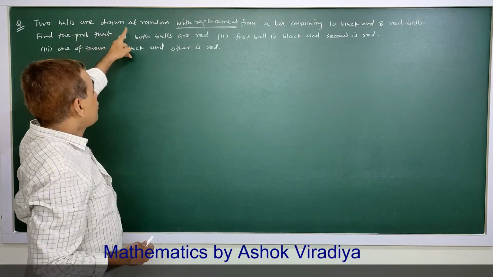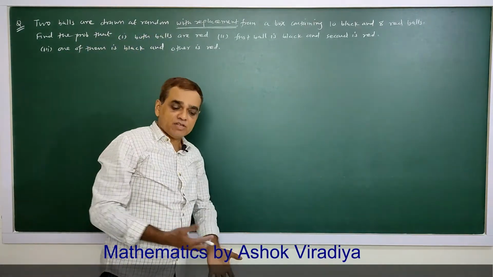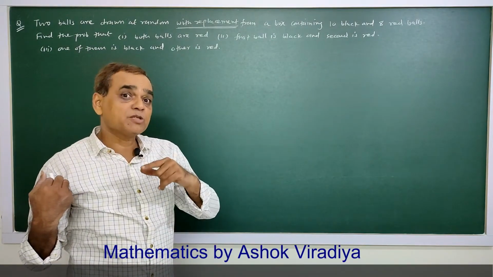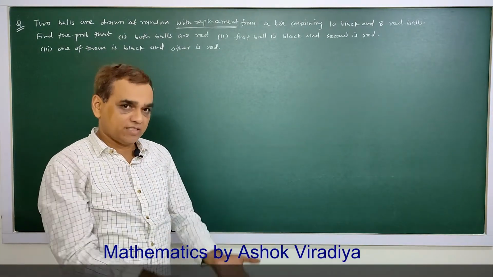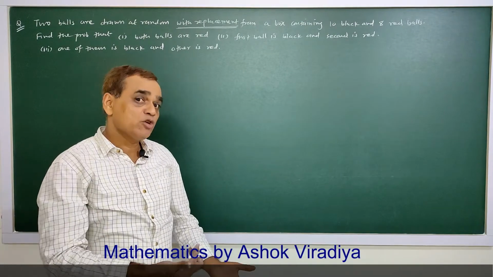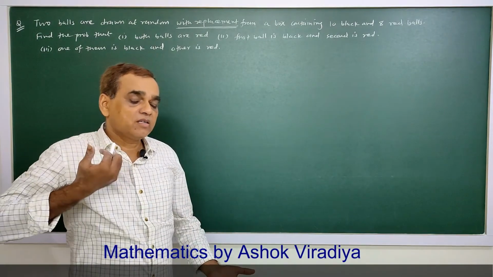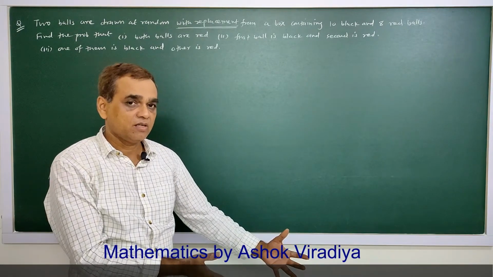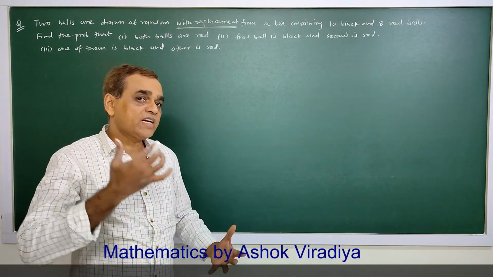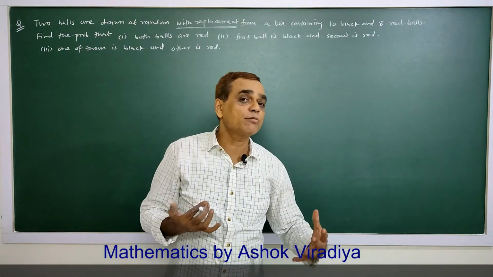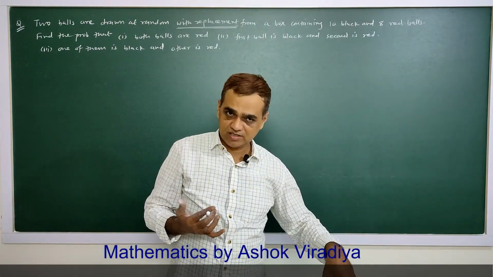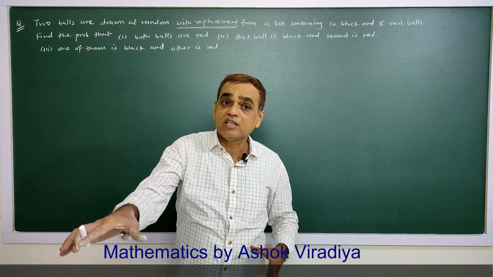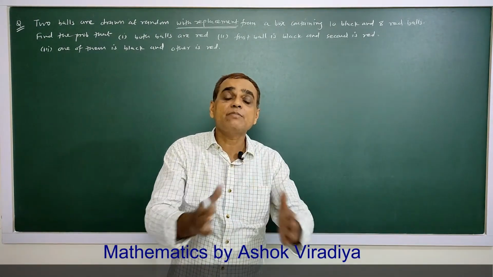Two balls are drawn at random with replacement. The first ball is taken. Then, with replacement, before taking the second ball, replace it. So when you take the second ball, the status is original in the box. So the second event is not affected by the first event. Occurrence of the first event doesn't affect the second event. So these events are independent events.